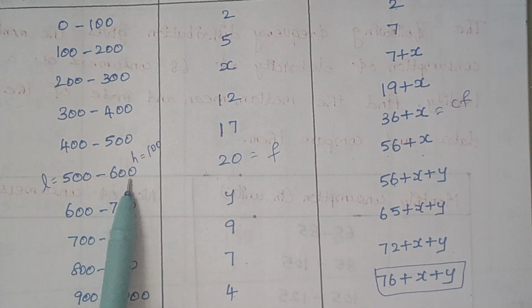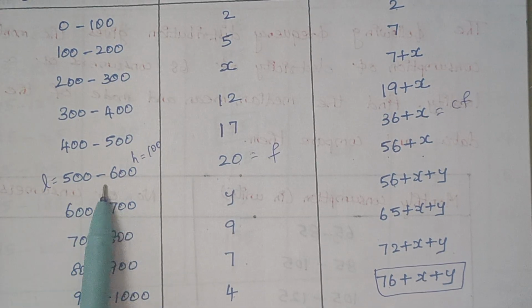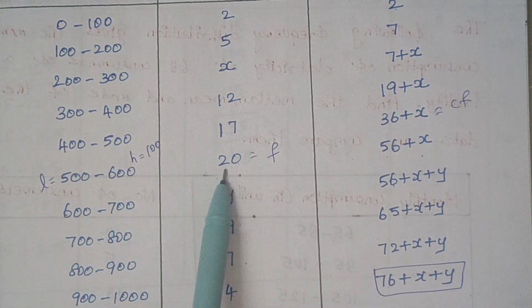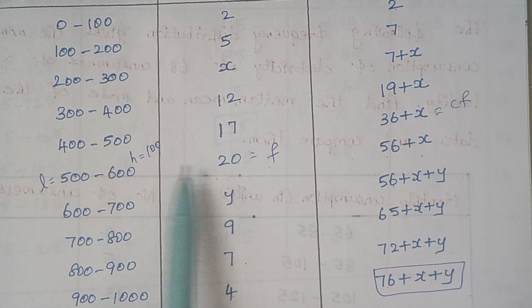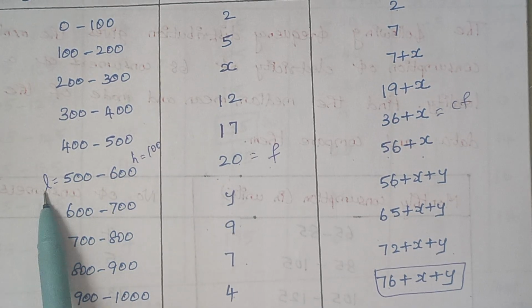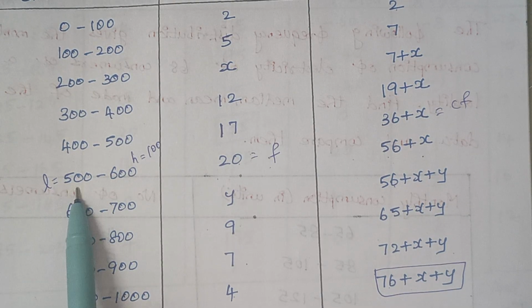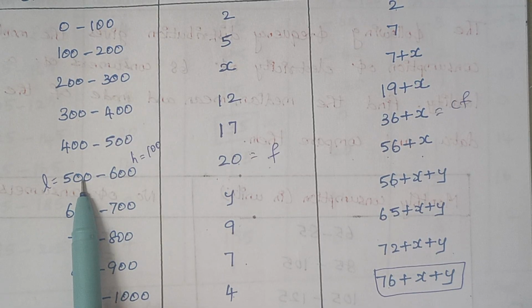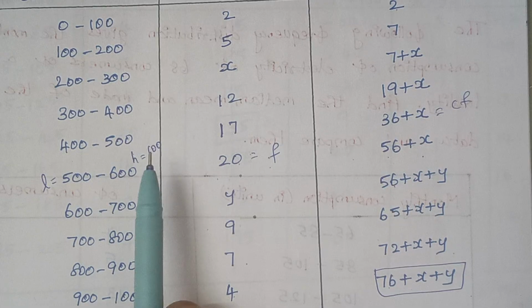Therefore, the frequency value corresponding to this interval is 20, which is our f. So from this, what is the value of L? The least value of the interval is taken as L. So here L is 500. What about h? h is the difference between these two, so 600 minus 500 is 100. So this is our h.